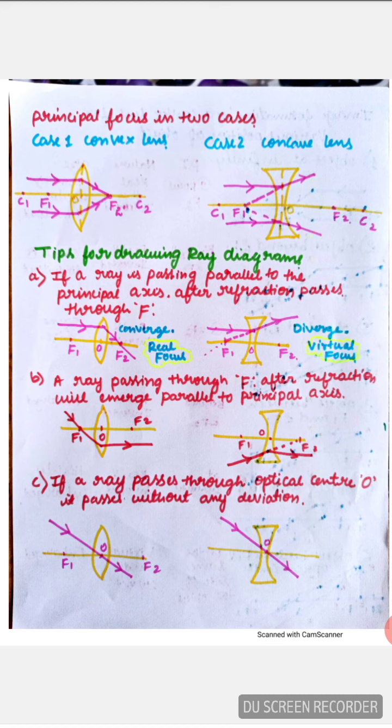Okay, so second point, a ray passing through focus after refraction will emerge parallel to the principal axis. You can see they are sending a ray through f1 in the case of convex lens. When you send a ray passing through focus, after refraction the ray will emerge parallel to the principal axis. So in the case of concave lens, if you send a ray appearing to pass through focus, after refraction it will emerge parallel to the principal axis. So for both the lenses, the statement is valid.